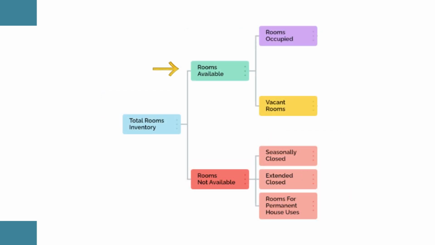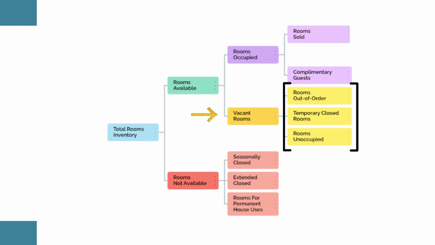Transitioning to rooms available for sale, we encounter the division into occupied and vacant categories. Within vacant rooms, there are 3 distinct subcategories. The first involves out-of-order rooms, which are temporarily unavailable due to maintenance requirements. The second category is temporary closed rooms. These rooms are excluded from the sellable inventory for a period of less than 6 consecutive months, serving as a discretionary measure. Lastly, the third subcategory is vacant rooms, referring to rooms unoccupied by paying or complimentary guests. Collectively, these subcategories constitute the entire count of vacant rooms.